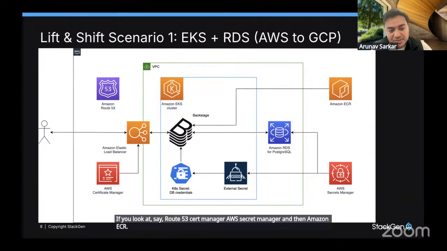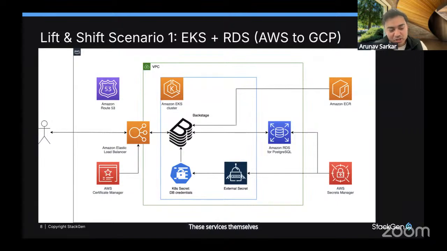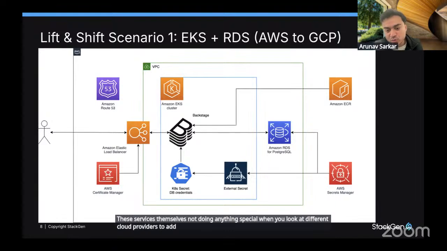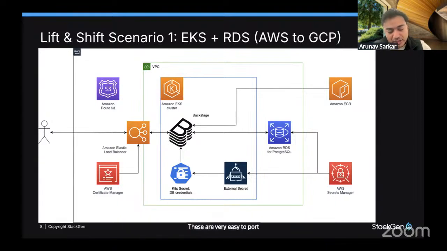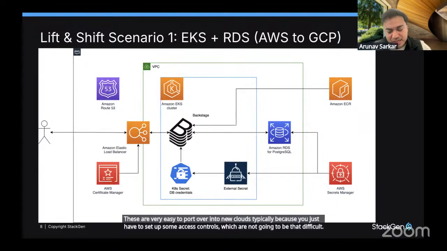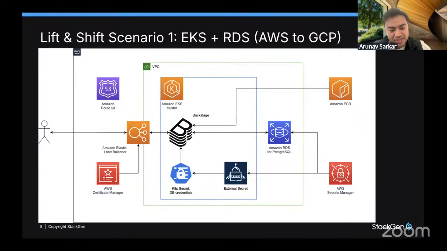These services themselves are not doing anything special when you look at different cloud providers to add value. The real value is what is stored within them. You only care about the images inside ECR and the secrets inside the Secrets Manager. Same with the certs. These are typically very easy to port over into new clouds, because you just have to set up some access controls, which are not going to be that difficult, and really you're just migrating all your data into these.